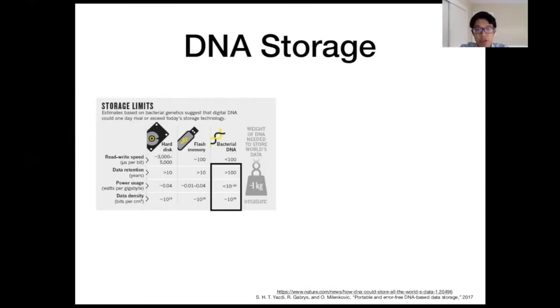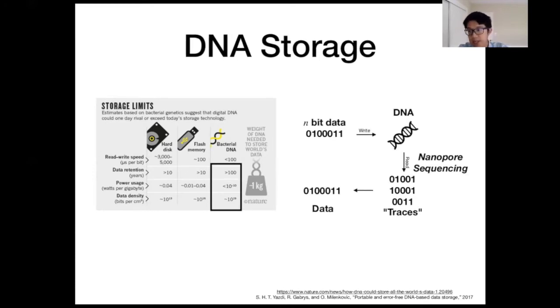So our problem of coded trace reconstruction is motivated by DNA storage. DNA storage is a new candidate for archival data storage, and it has advantages over existing technologies like flash memory. But there are some challenges associated with developing good DNA storage technology, and our work addresses one of these challenges.